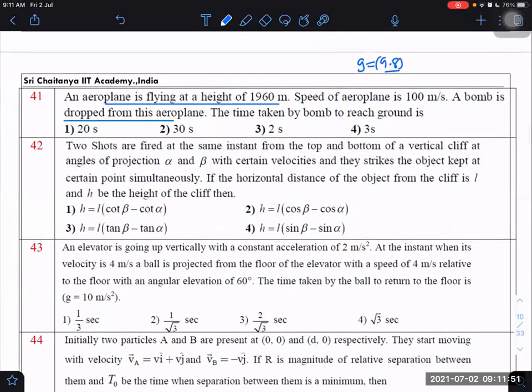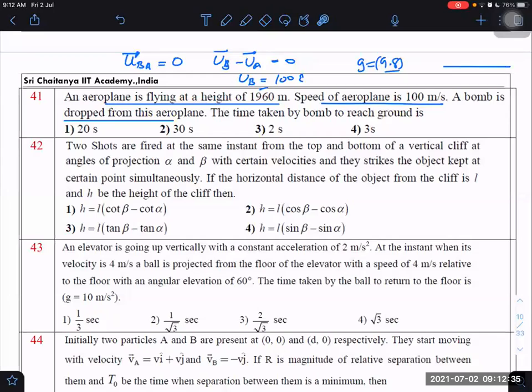Dropping means that the initial velocity of the bomb with respect to the aeroplane is equal to 0, not exactly 0. Again you are saying wrong. Initial velocity is 100 meters per second, sir. Only relative to aeroplane it is 0. So UB minus UA is 0, but it is 100 meters per second at a constant height. If it is at a constant height, then I can say that the aeroplane is moving horizontally. Then also I can say that UB is equal to 100, but along the horizontal only. How do I know? It is flying at a constant height.